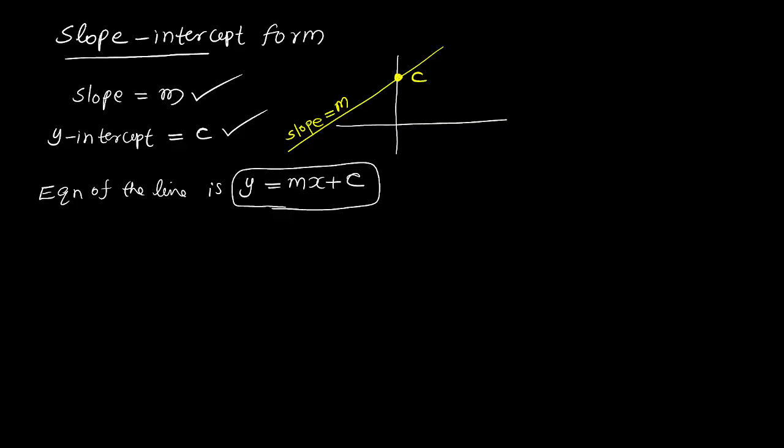Slope-intercept form means slope of a line. If you have written, no doubt, raise your hand. Look here, the slope is given, y-intercept is given. This will be the equation of the line.